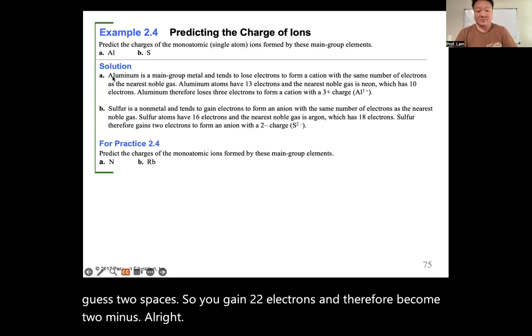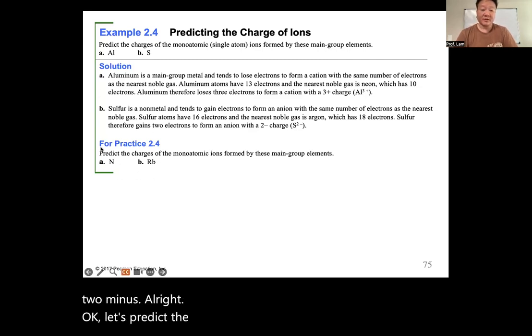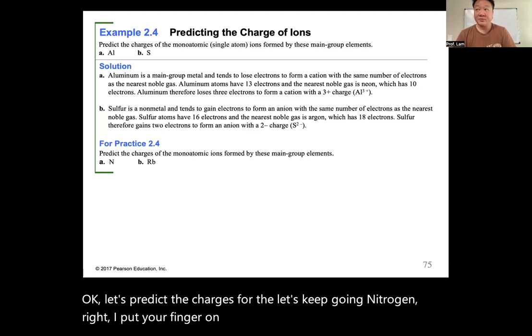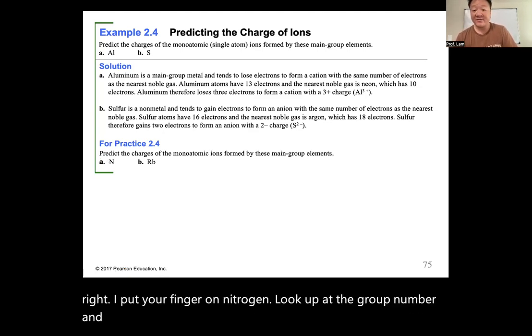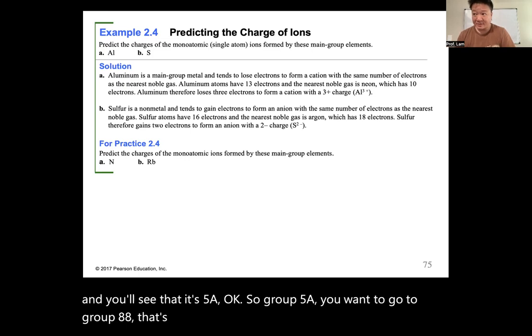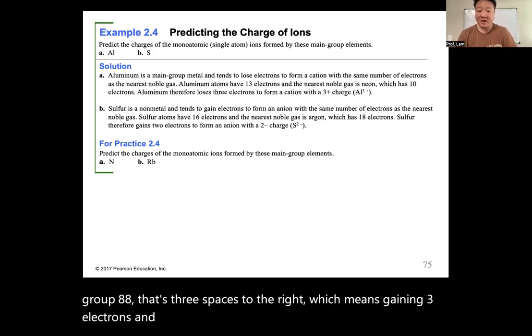Okay, let's predict the charges for D. Let's keep going. Nitrogen, right? Put your finger on nitrogen, look up at the group number. You'll see that it's 5A. So group 5A, you want to go to group 8A, that's 3 spaces to the right, which means gaining 3 electrons, and therefore nitrogen is 3 minus.